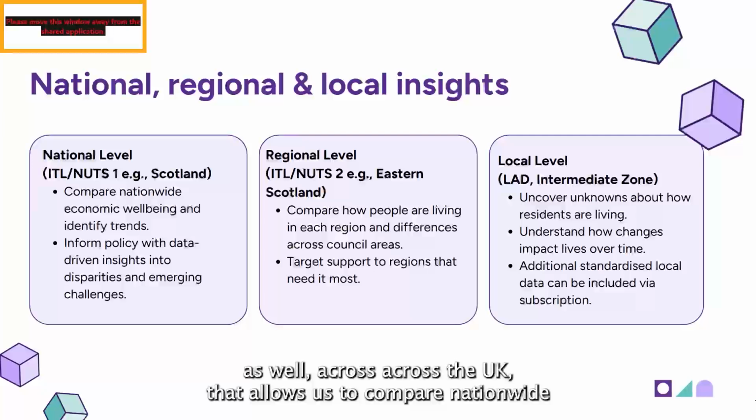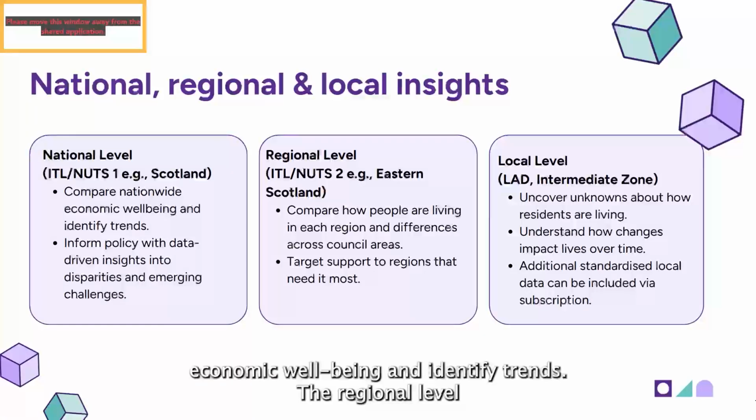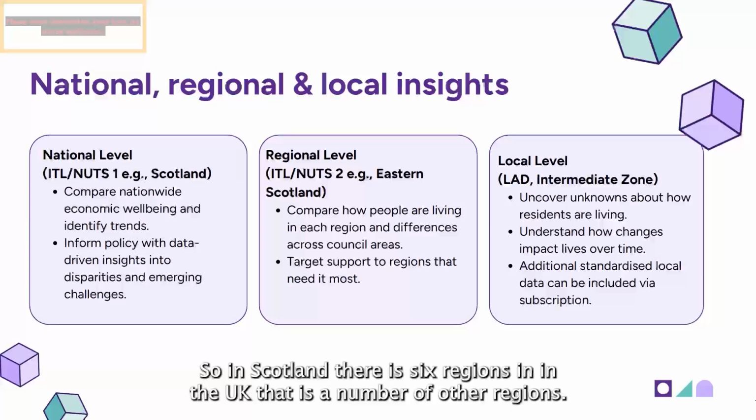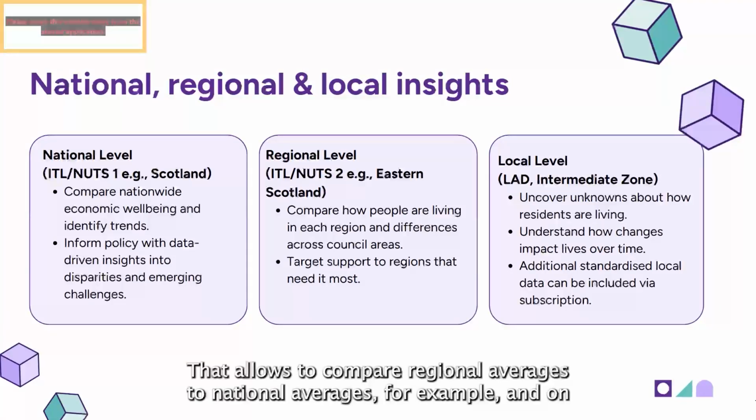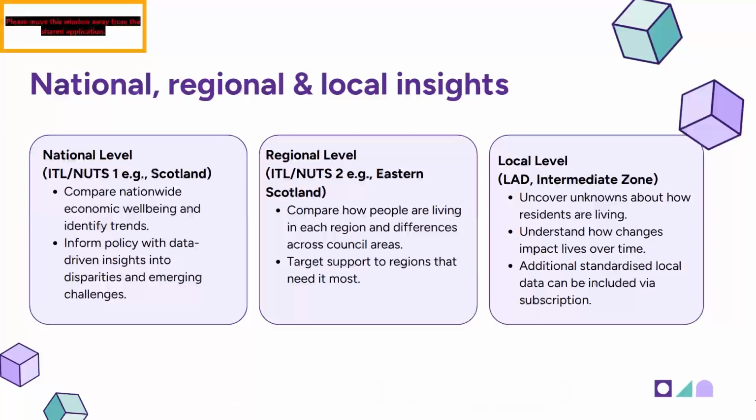That allows us to compare nationwide economic well-being and identify trends. At the regional level, in Scotland there are 6 regions, and in the UK there are a number of other regions, so we'll aggregate data at that regional level as well. That allows you to compare regional averages to national averages, for example, on some of the indicators that we provide.